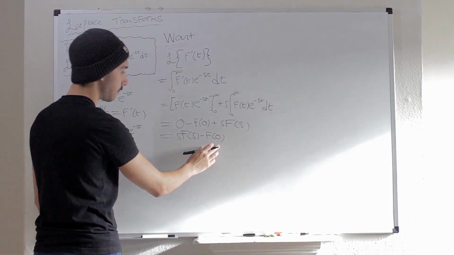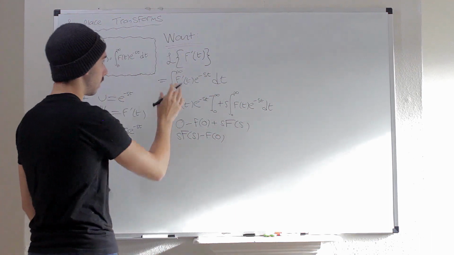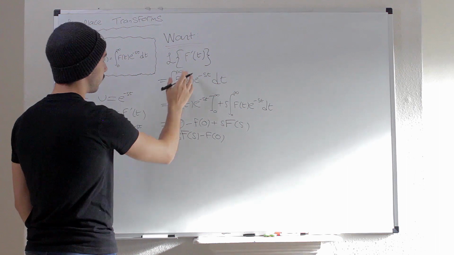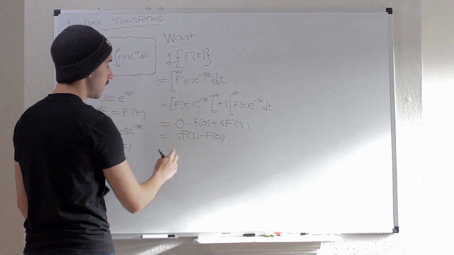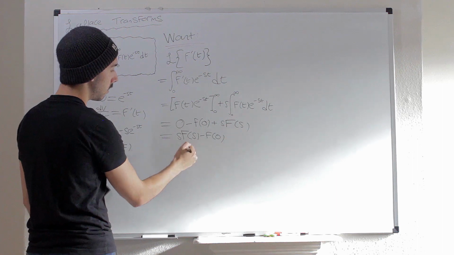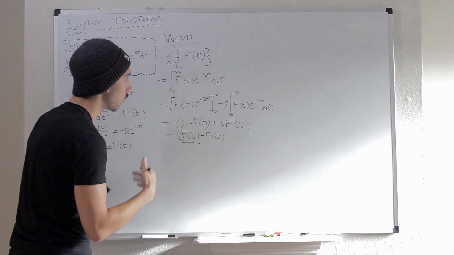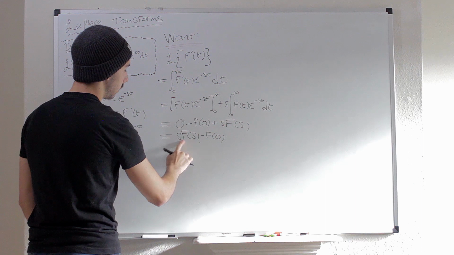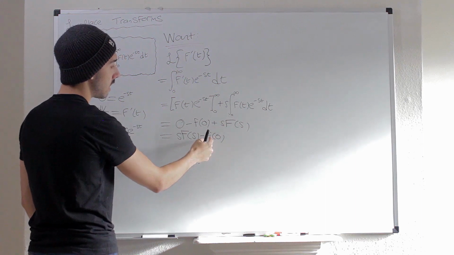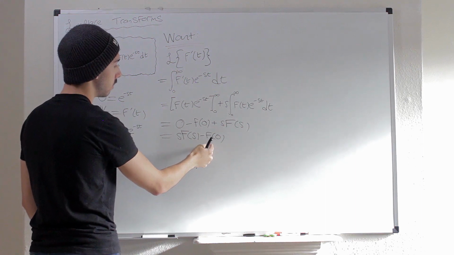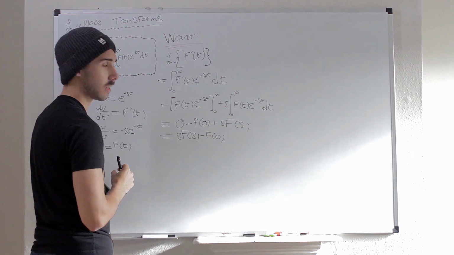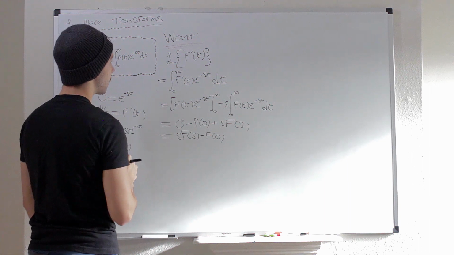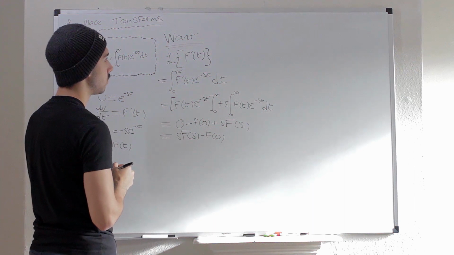That's a lowercase f. So what we've got here is that the Laplace transform of the derivative of the function of t is just s times the Laplace transform of the original function of t, minus the original function evaluated at 0, if that makes sense. So that is everything, guys. That is how you take the Laplace transform of the derivative of f of t.